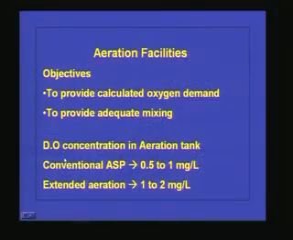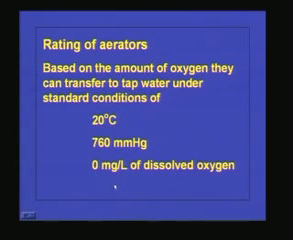If we talk about the aeration requirement in the aeration tank, it varies depending upon the process. The dissolved oxygen concentration in the aeration tank of a conventional ASP varies from 0.5 to 1 milligram per liter, whereas in extended aeration it varies from 1 to 2 milligram per liter. So your aerators should be able to provide this much dissolved oxygen in the system irrespective of the oxygen demand exerted by the system.